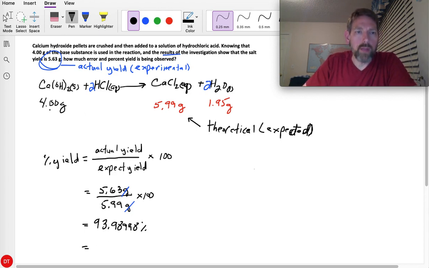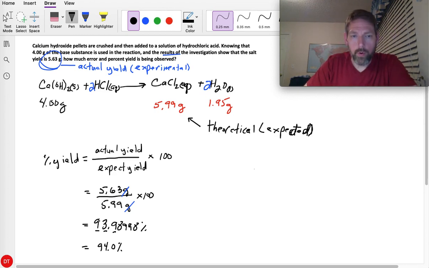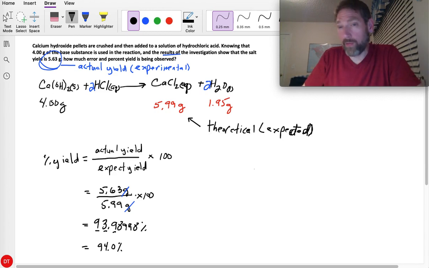We had 3 significant digits here, so we could go with 3 significant digits right here. So 1, 2, 3, the 8 would round that up, so effectively we could say 94%. Okay, so it's approximately 94%. If we want to be more precise, we could think of this as 4.000, which would be 4 significant digits, and we would go 93.99, and that would probably be a more precise answer, right?